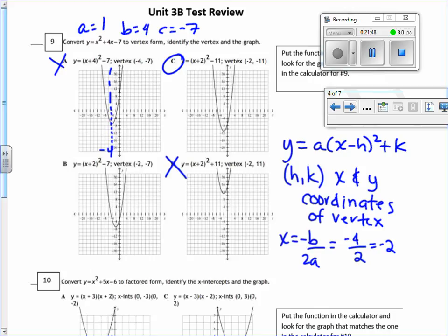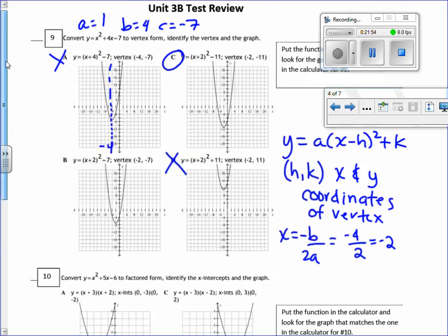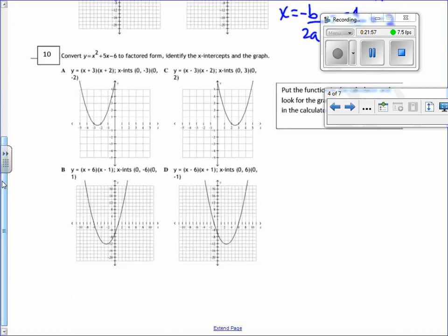Okay, so use your calculator, hit graph and compare the graph that comes up on your calculator to the graph on the paper. You had to graph it and look at it while we were doing it.